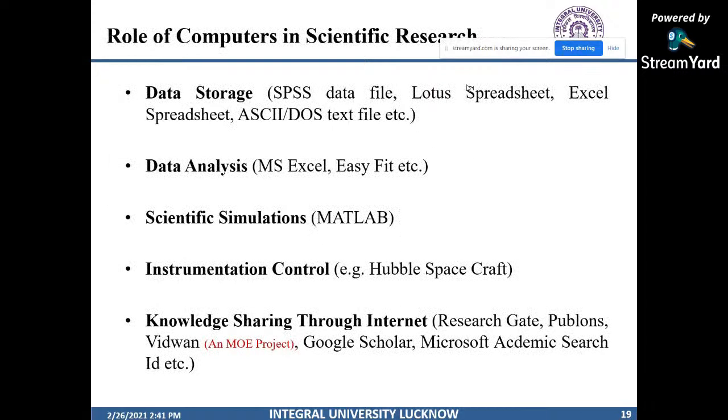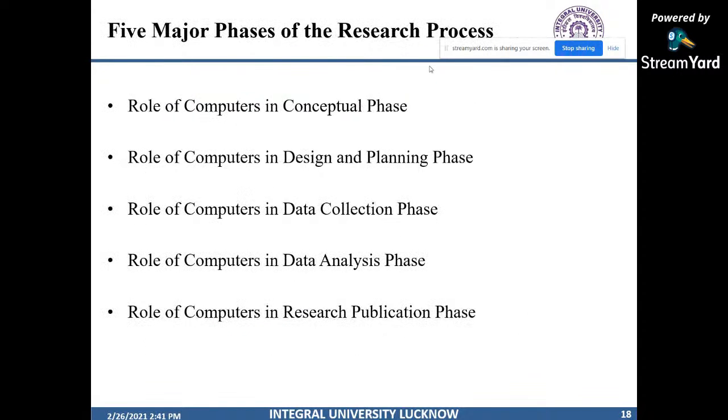Then the next one is the role of computers in data analysis.